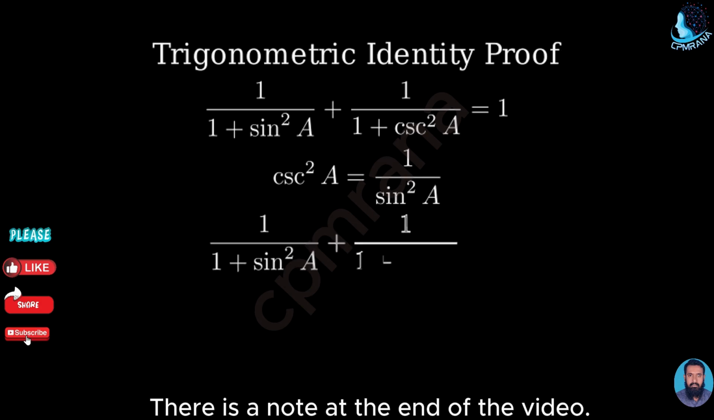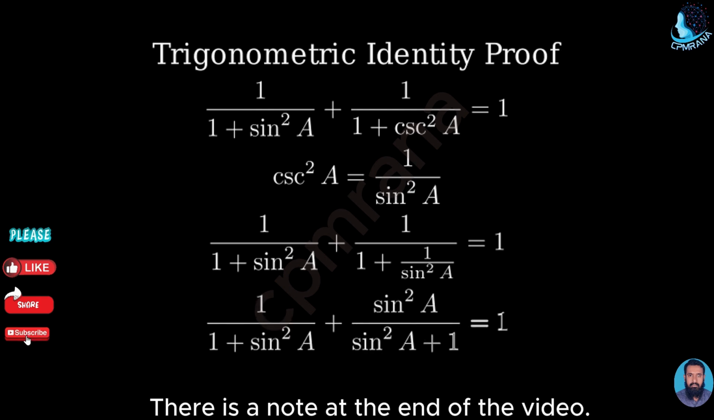The first fraction remains the same, but in the second fraction, we replace cosecant squared of a with 1 over sine squared of a. For the second fraction, let's multiply both numerator and denominator by sine squared of a to eliminate the complex denominator. This gives us sine squared of a over sine squared of a plus 1.